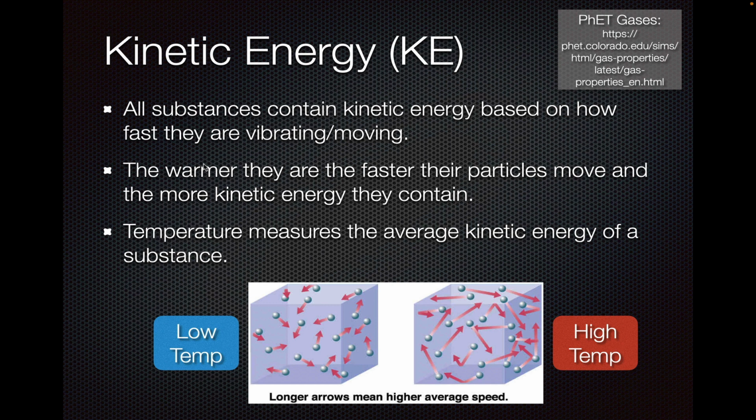Now, we can track that through temperature. Okay? Temperature is a measure of kinetic energy. So warm things are also faster things. So warm things and fast things have more kinetic energy. Cold things, slow things have less kinetic energy. And we see this in the graphic down below.